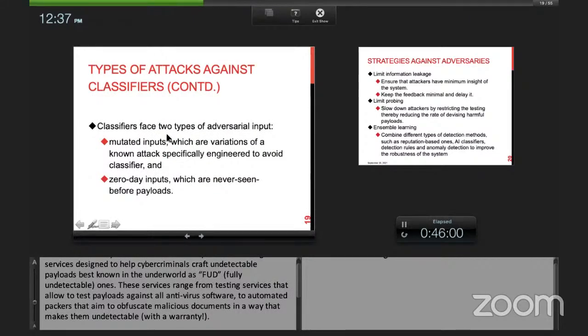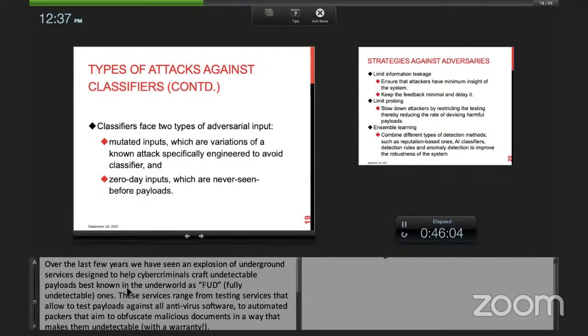So the classifiers face two types of adversarial inputs. One is mutated inputs, which are variations of a known attack specifically engineered to avoid the classifier. The other is zero-day inputs, which are never-before-seen payloads. Over the last few years, we have seen different underground services which are helping cyber criminals design undetectable mutated inputs or zero-day inputs, in fact fully undetected. You may not be able to detect any such differently designed inputs. These services may range from testing services that allow testing of payloads.